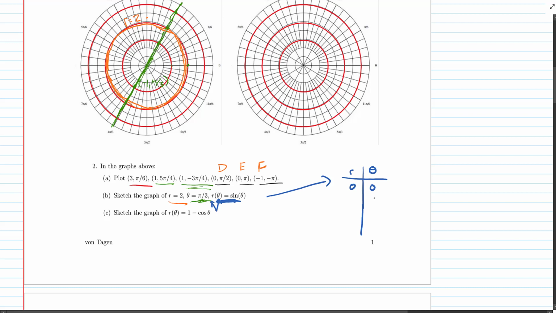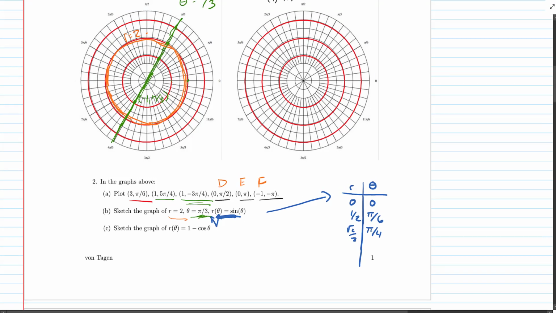Let's see here, we could do a couple more. When theta equals, say, pi over 6, then the radius is 1/2. And when theta equals pi over 4, then the radius is the square root of 2 over 2, and we're just outputting the sine values.